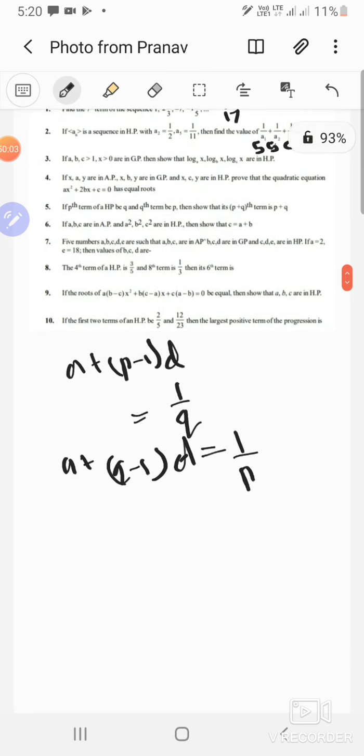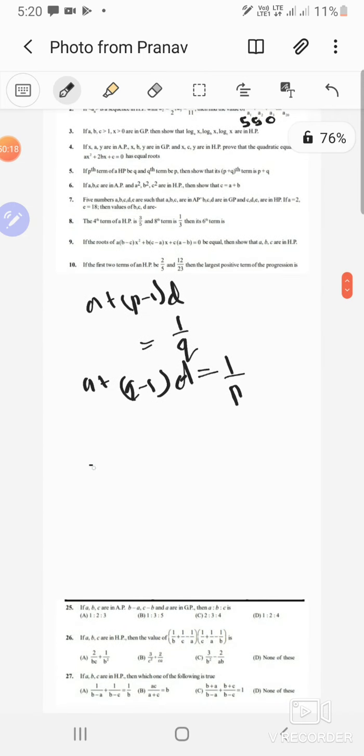Then we have to find the p plus qth term. This should not be that difficult. We have to find the p plus qth term. So the p plus qth term of the corresponding AP will be a plus p plus q minus 1 into the common difference. Okay, what can we do with this? Maybe you can multiply by q. That will help. Oh, this is very weird.